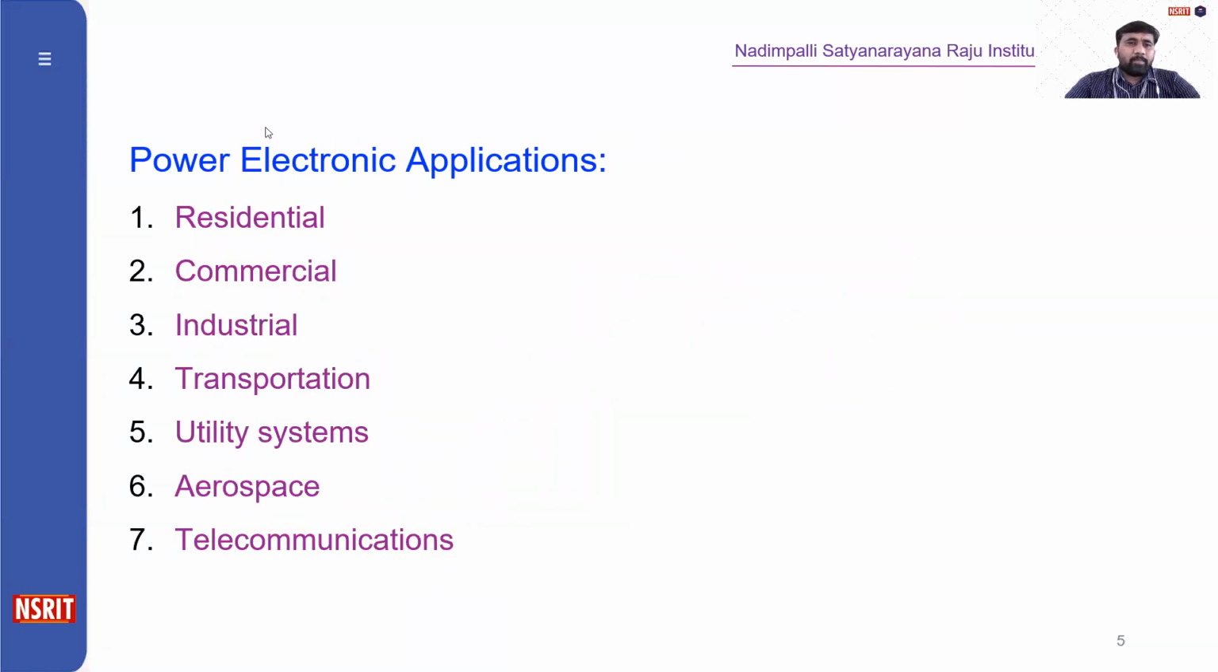So the next thing is power electronic applications. What are the applications where you will find power electronics? These are very important. The first thing is that you can find power electronics in residential applications. The first thing that you can remember is the inverter. Inverter is a beautiful example of power electronics. What it does is convert DC to AC. And these are the domestic inverters.